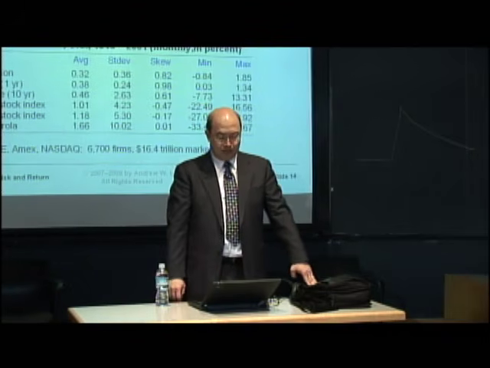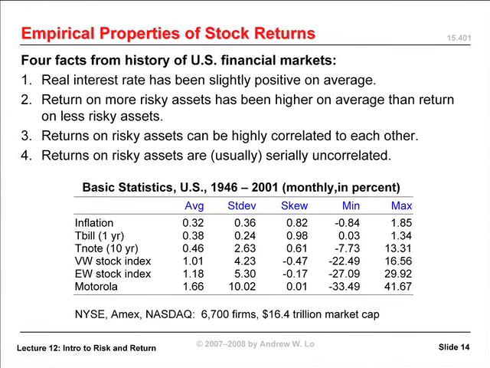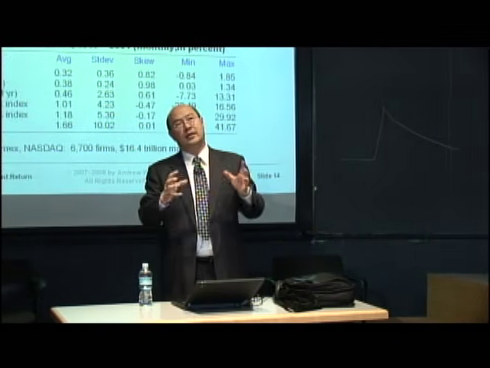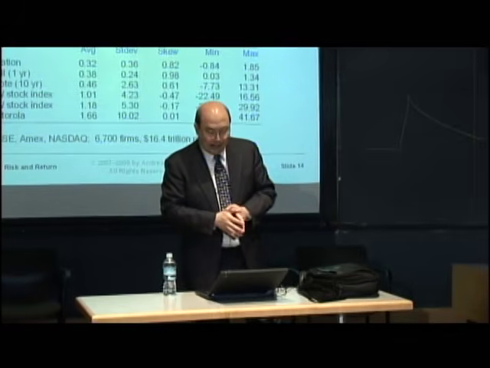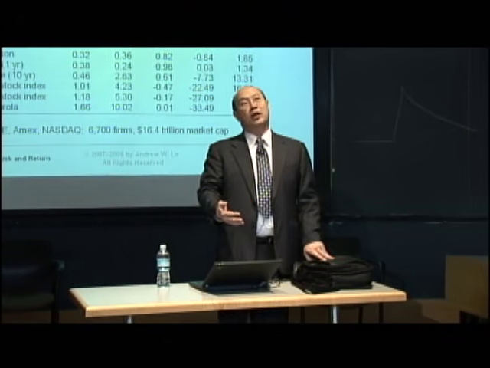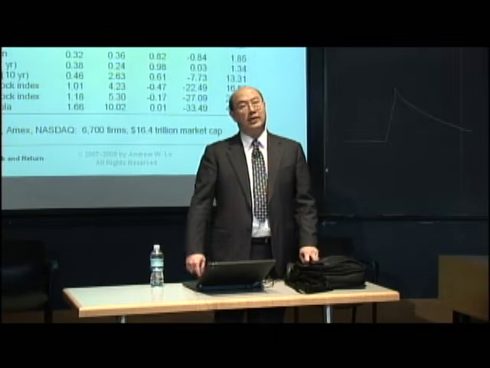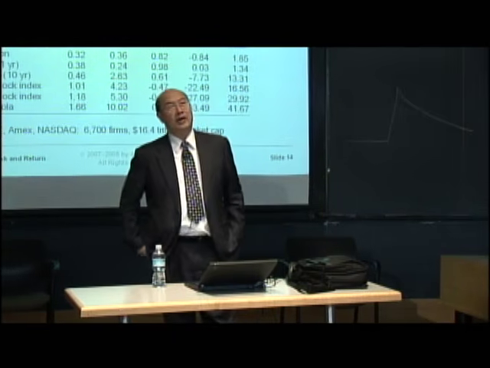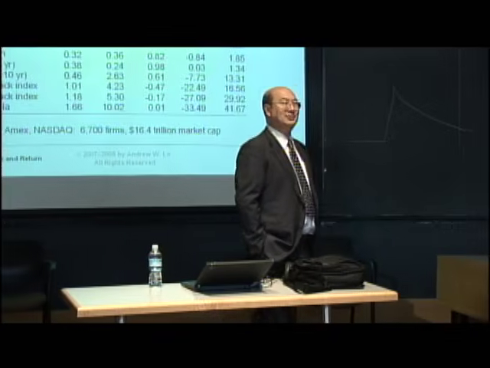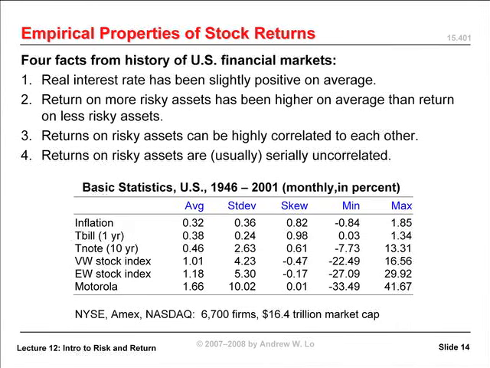On the other hand, if you take a look at the stock market, which is represented by the VW stock index. The VW doesn't mean Volkswagen. VW stands for the value weighted index. It's an index of all the stocks on the NYSE, Amex, and NASDAQ weighted according to their outstanding market capitalization. And you can see that the value weighted stock market over this period is about 1% per month. The equal weighted stock market, EW, is a little bit higher, 1.18. And Motorola over this period had an expected rate of return of about 1.66% per month. So the return has been higher for these indexes.